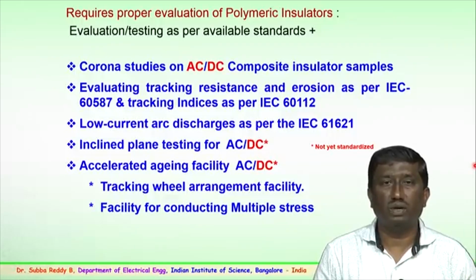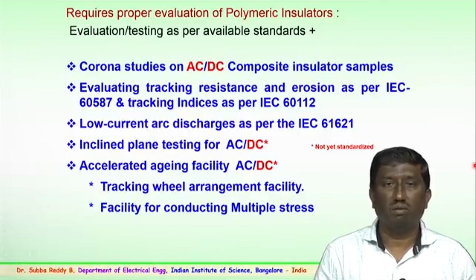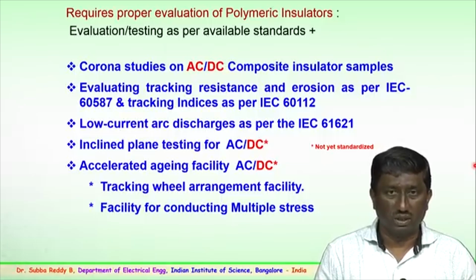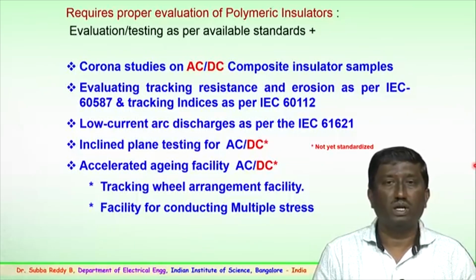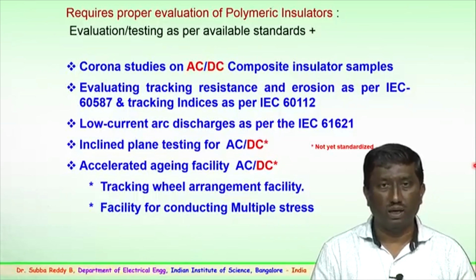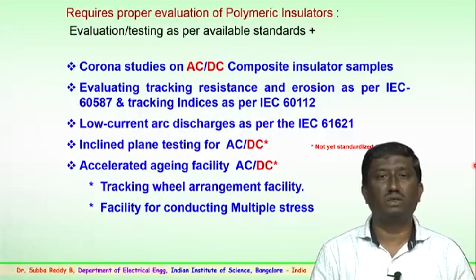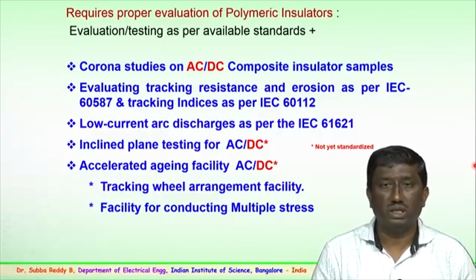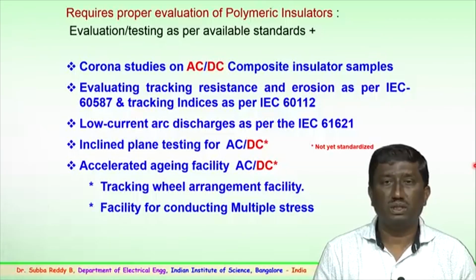This is again over a period of time. Even though there are standards which are being prescribed, here again for DC application it has to be evaluated. Low current arc discharges: the standard 61621 is specified in case continuous low current arcs are predominant on the surface, to see whether the surface becomes hydrophilic after some time. This has a standardized procedure. The inclined plane testing method is also suggested, and there is a standard for this. Here again for AC the standard procedure is available, for DC it is yet to be standardized.